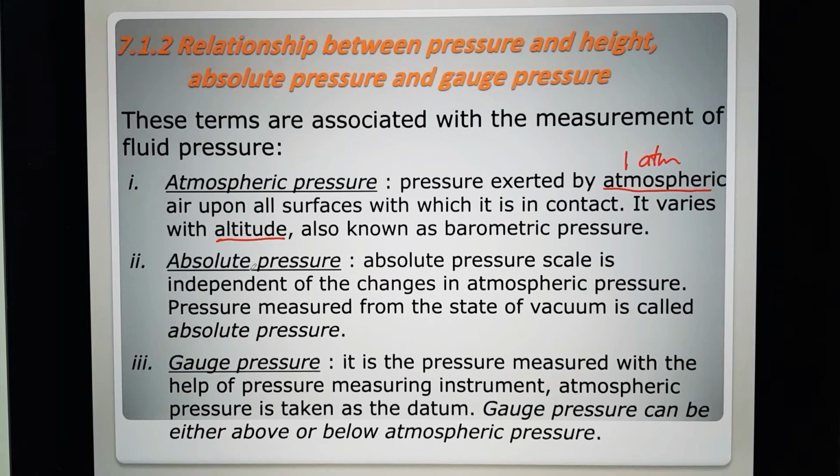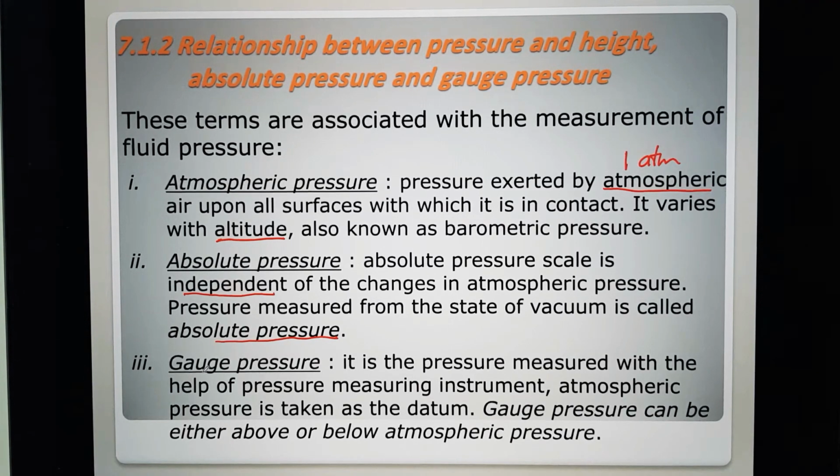Then the second term of fluid pressure is absolute pressure. Absolute pressure scale is independent of the changes in the atmospheric pressure, meaning that absolute pressure does not change according to the altitude. Pressure measured from the state of vacuum is normally called absolute pressure. This particular pressure occurs in a vacuum state. For example, when you have a vessel in a vacuum state, then what is the pressure? The pressure given by that vessel is known as absolute pressure.